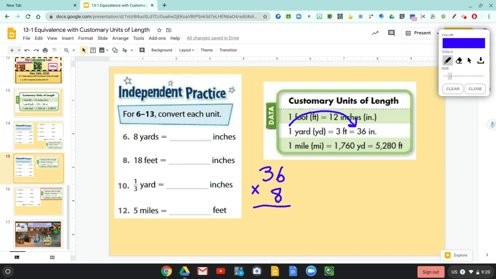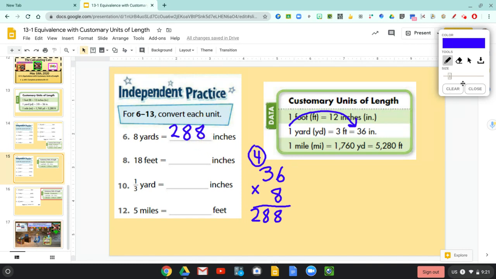Okay, so 8 times 6 is 48. So I'm going to drop the 8 and regroup the 4. And I like to put my regroups in a circle so that I don't forget about it. So I'm going to multiply and then add my regroup. 8 times 3 is 24, and 24 plus 4 is 28. So 8 yards is equal to 288 inches. Give yourself a little star if you got that one.